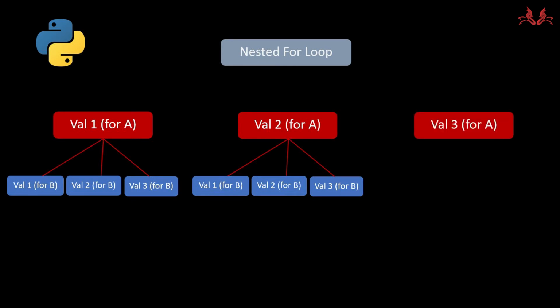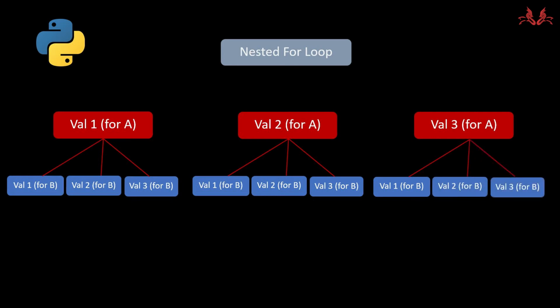And it will go on to execute the for loop A outside with variable 3, and execute the for loop B inside with variable 1, variable 2 and variable 3. Alright, this is the flow control of nested for loop.